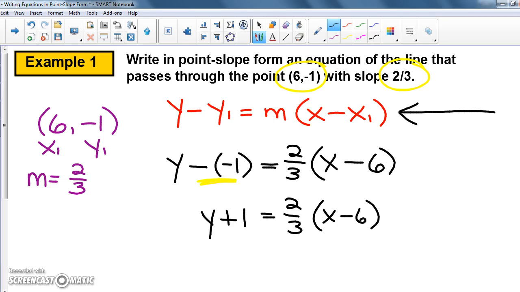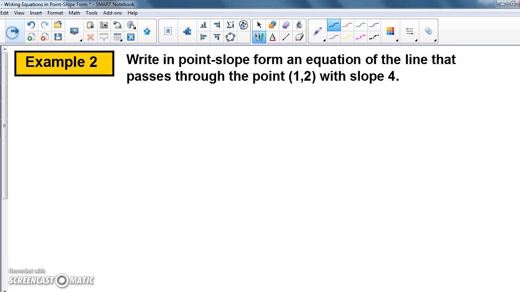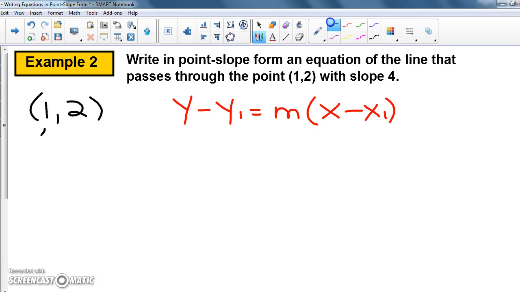Okay, let's do one more. So same thing. We're going to write an equation in point-slope form. It passes through the point (1, 2) with slope 4. Okay, so here's my equation. y minus y1 equals m, parentheses, x minus x1. Now over here, my point is (1, 2). That's my x1 and my y1. And my slope is 4. The letter for slope is m. And now I'm going to go ahead and just pop them in.